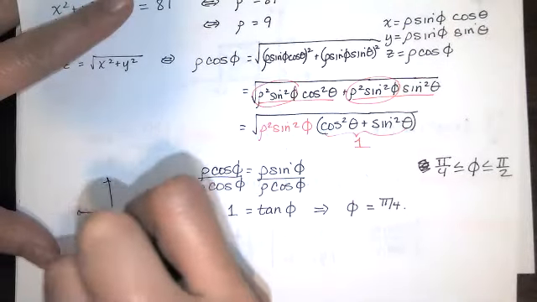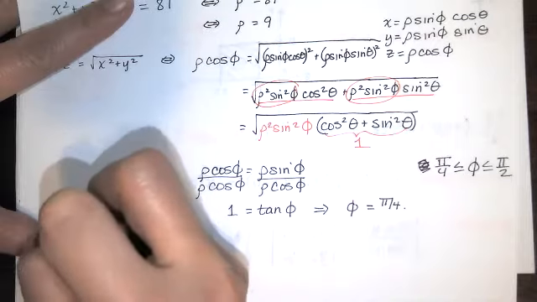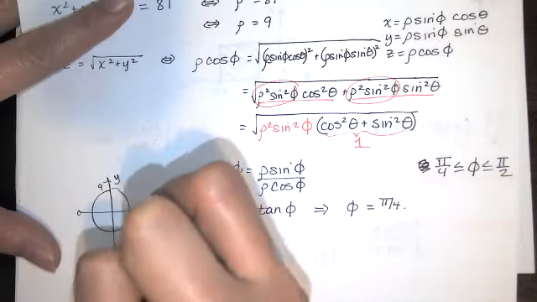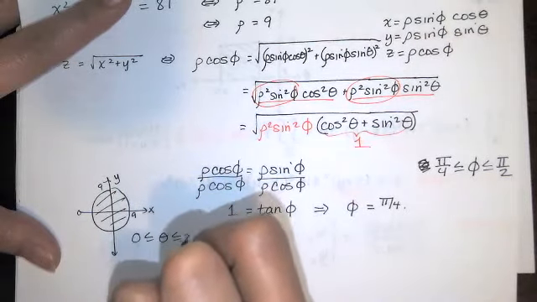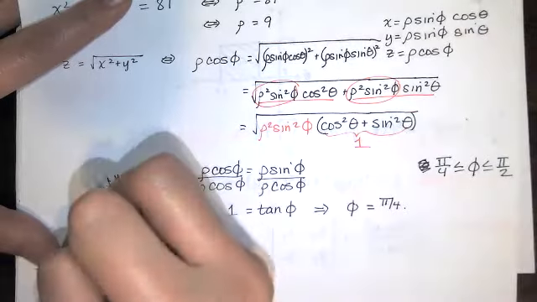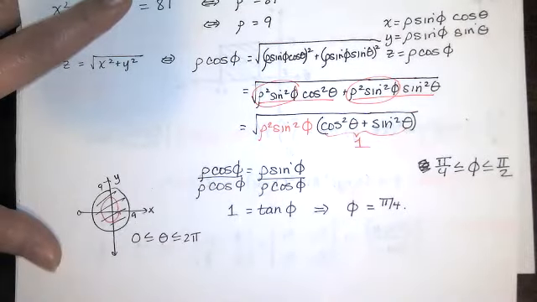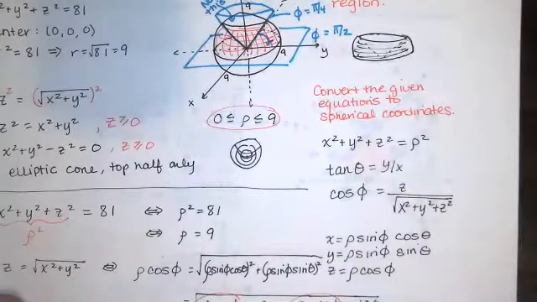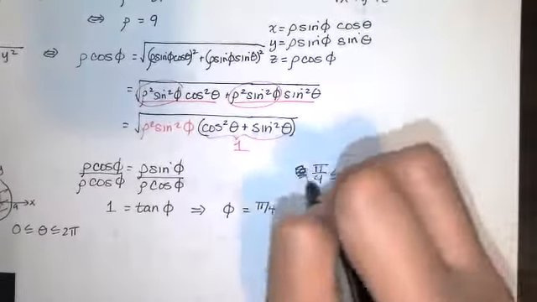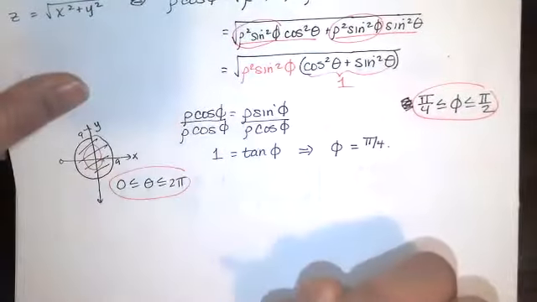This is what it looks like in the xy plane. We've got that circle of radius 9. Remember, theta is an angle that sweeps around the xy plane. It starts there and it ends there. So it goes from 0 to 2 pi. Okay, so we've got bounds for rho, bounds for phi and bounds for theta. Now all we have to do is set up the integral and then evaluate it.